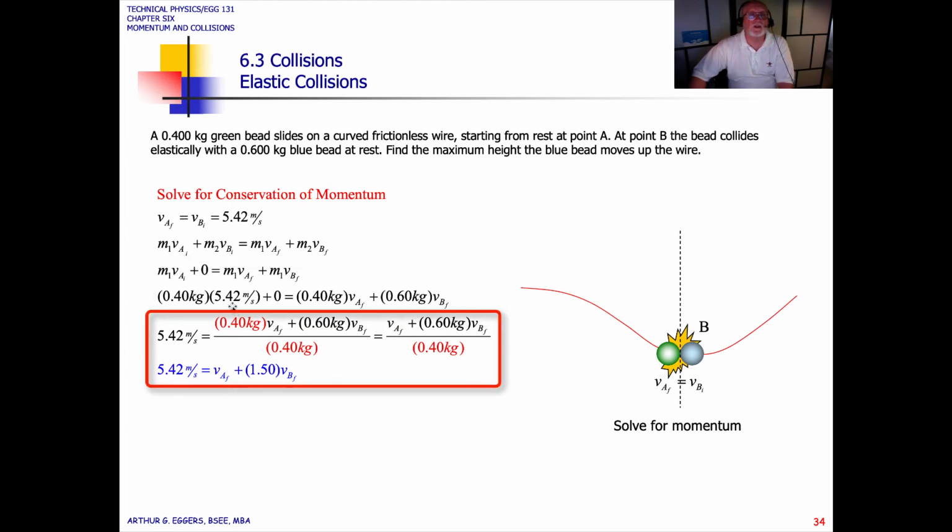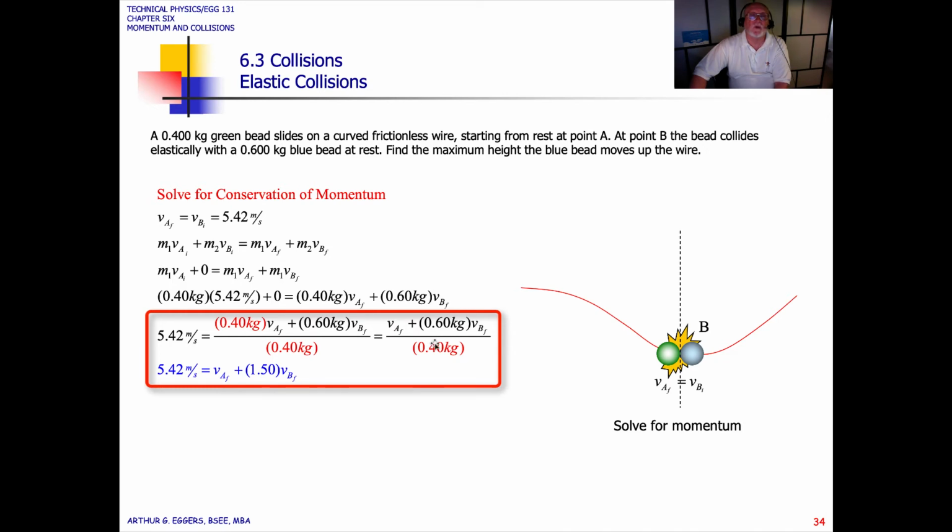So now what I'm going to do is divide through both sides by 4/10 of a kilogram, so that now I have 5.42 meters per second equal to 4/10 of a kilogram times velocity A final plus 6/10 of a kilogram times velocity B final, divided by 4/10 of a kilogram. At this point you can see that we canceled out 4/10 and 4/10 on this side, but on this part it stays. Remember your algebra. And I have velocity A final left.